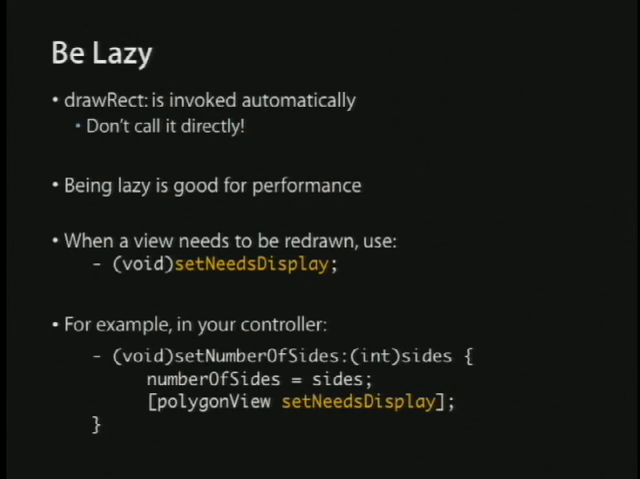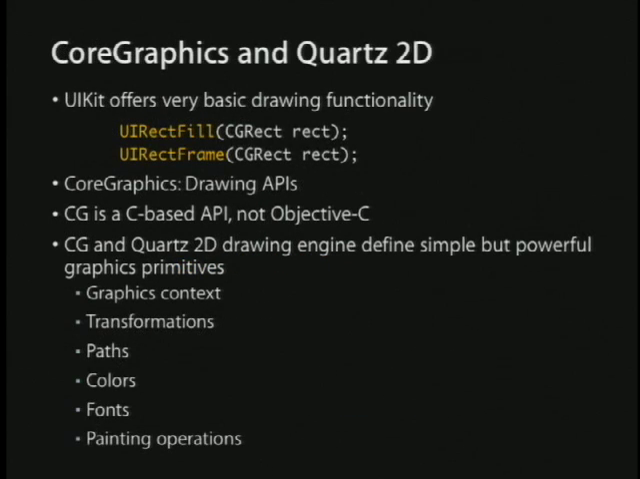So for example, you've got your controller. You have a method on it called setNumberOfSides, and that gets called with a new number of sides. You're going to store off the new number of sides in your instance variable, and then you're going to just call polygonView setNeedsDisplay. The next time the run loop turns, which is basically when you return from your event processing, the system will take care of calling drawRect for you. It'll update all the cached state that it has about the view's content, and the screen will get updated automatically. You just have to call setNeedsDisplay.